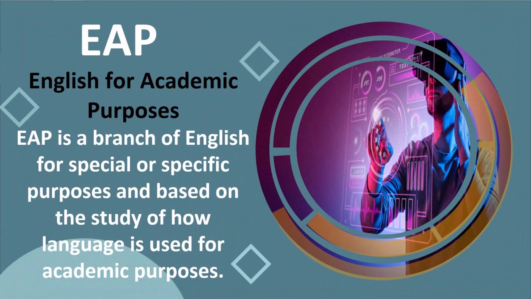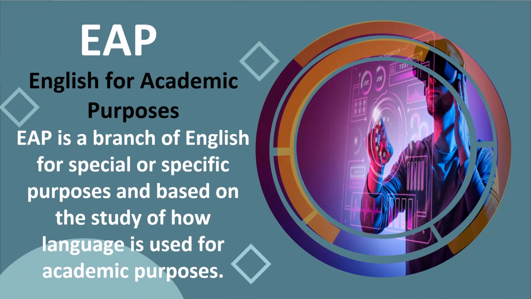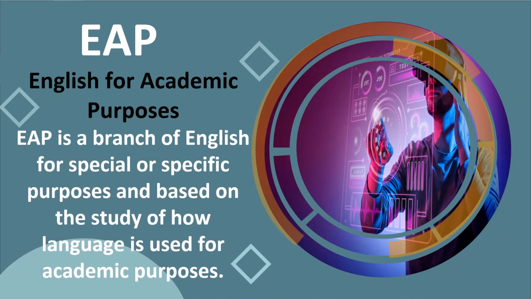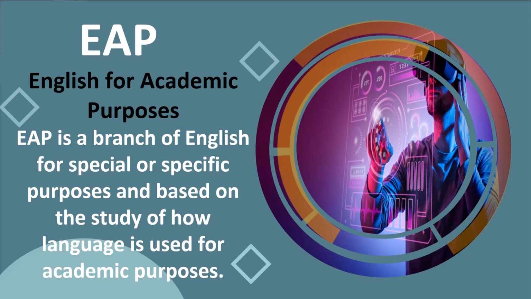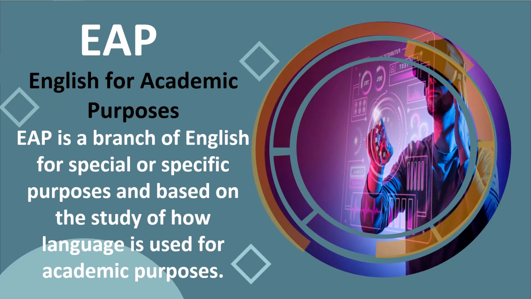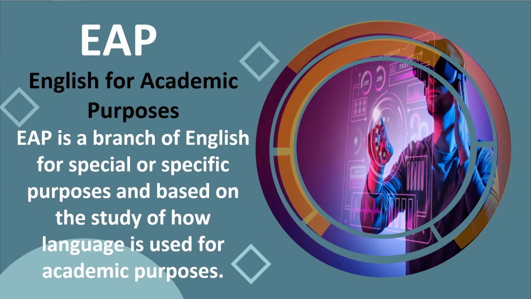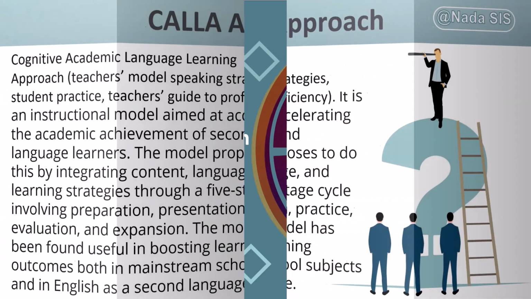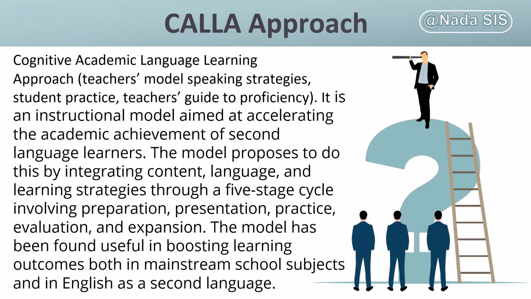EAP, English for Academic Purposes. EAP is a branch of English for special or specific purposes and is based on the study of how language is used for academic purposes. CALLA Approach, Cognitive Academic Language Learning Approach. Teachers model speaking strategies. Students practice. Teacher's guide to proficiency. It's an instructional model aimed at accelerating the academic achievement of second language learners.